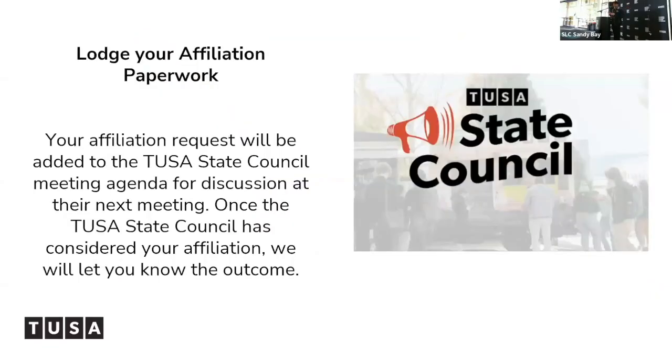And then once everything is complete and the constitution is complete, Ingrid accepts that, and it gets lodged and added to the State Council's meeting agenda. State Council are basically your elected members every year, and they consider the affiliation request. Once they've considered your affiliation, we will let you know the outcome. After they've accepted, that's when you officially become a recognized society.